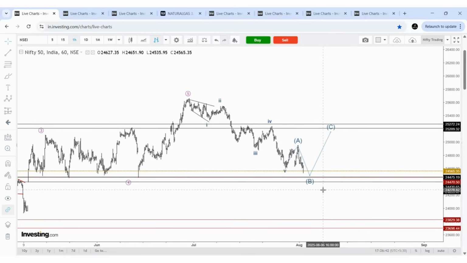And remember, there are uncertainties, tariff news and other political events. So if there is any gap down below these levels, then this count is invalid. Primarily I am not expecting that, let us see.